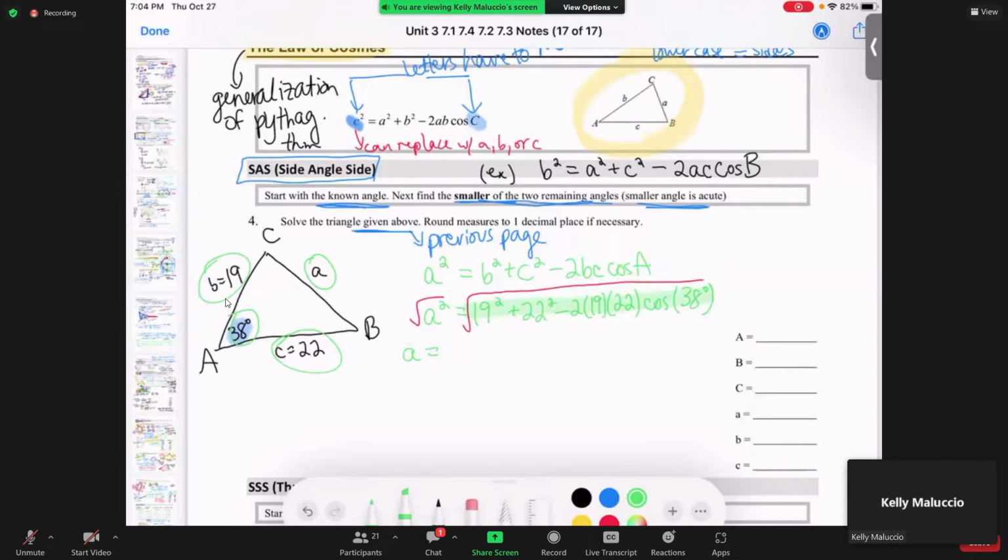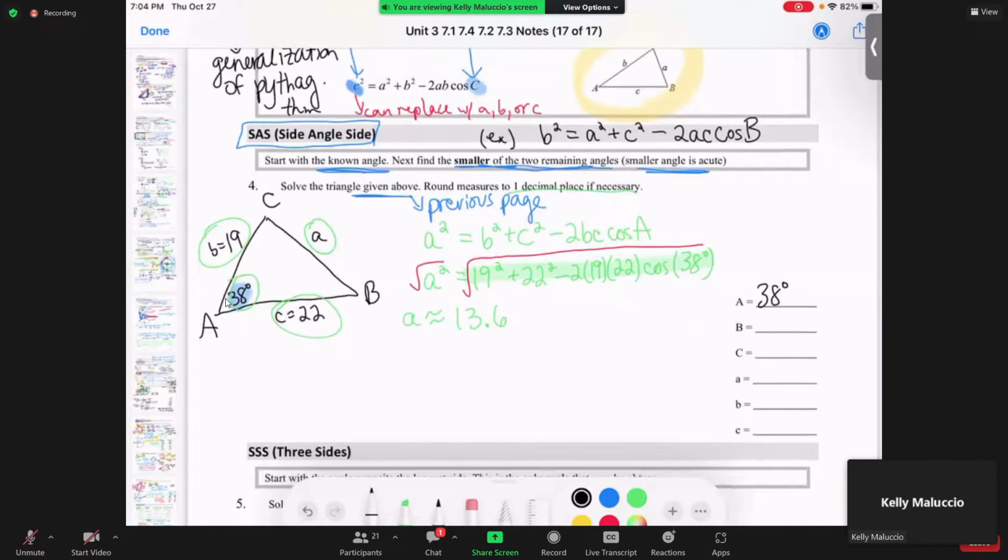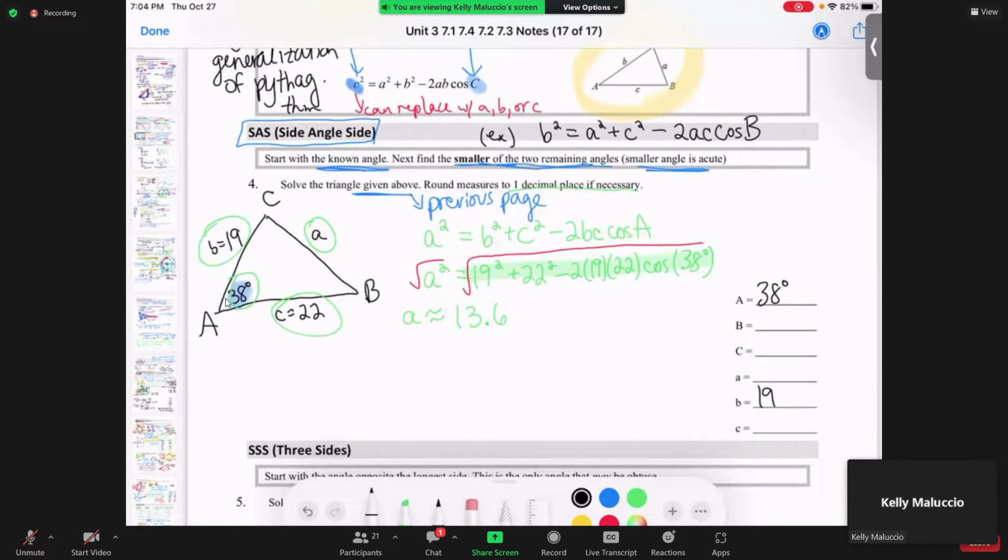So if we do that, then I get, I'm only rounding to 1 decimal, so that's nice, a should be about 13.6. And I didn't fill this out initially, right? I should fill it out in my triangle here. Little b was 19, 22, and we just found 13.6.